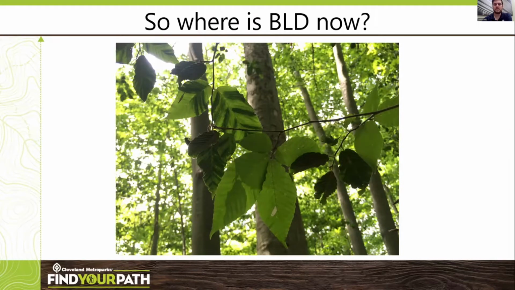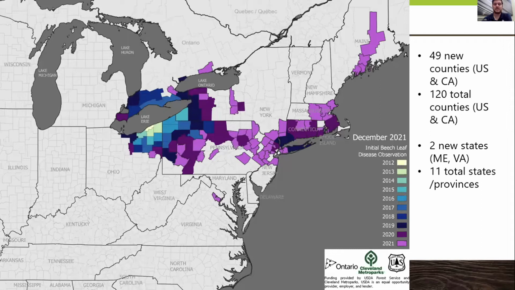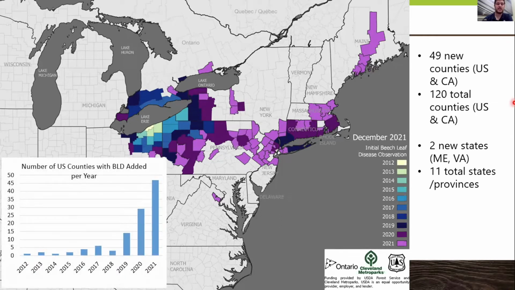So where is beech leaf disease now? This is the final year-end map from 2021, where we had exactly 120 counties across the US and Canada, and that is 11 states. So pretty significant spread. And when you look at that as a county count over time, last year we added, I think it was 47, 48, 49 counties. And so you can see that exponential growth. That's pretty typical of a new emerging spreading disease or pest or pathogen.